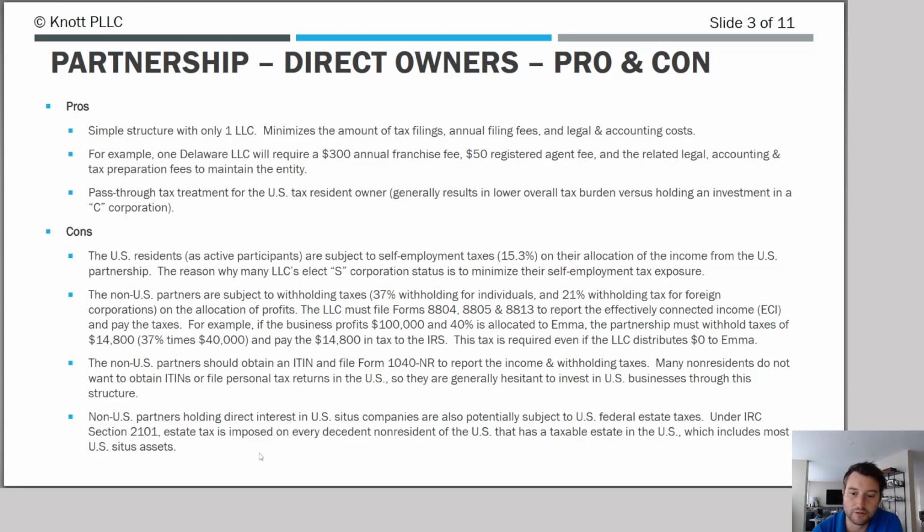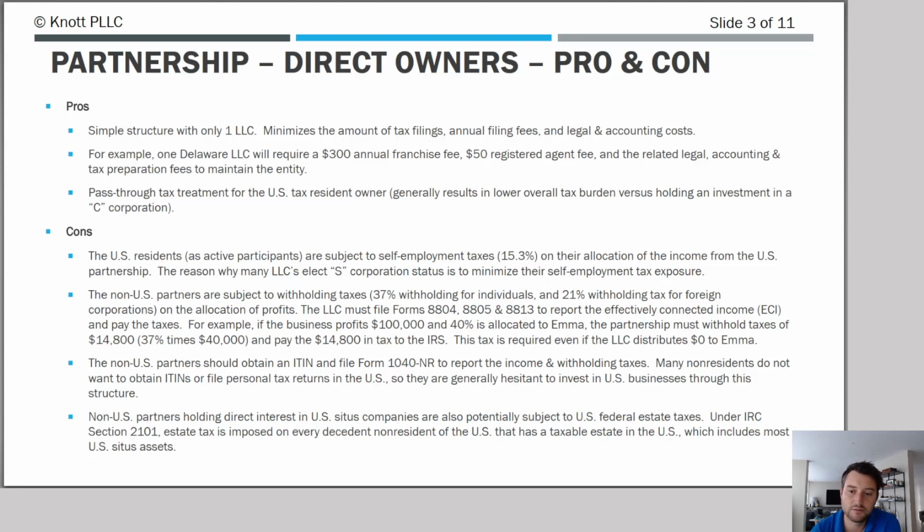Okay. Now, the non-U.S. partners, the other con here is they should be getting an ITIN, which is necessary to file the 1040-NR, right? So after Emma has the taxes withheld on her allocation of income, in order for her to reclaim some of the money as a refund, if she's eligible, she needs to file a 1040-NR. You can't file a 1040-NR without getting an ITIN.